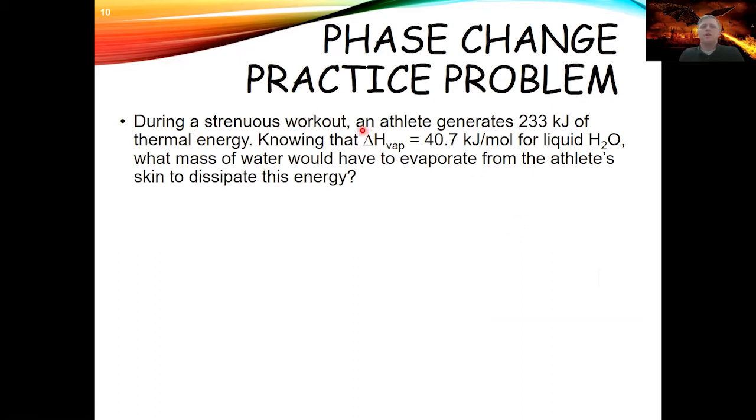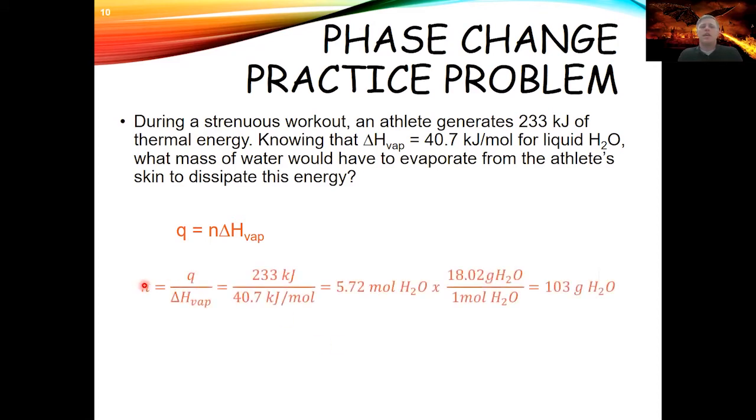Let's say during a strenuous workout, an athlete generates 233 kilojoules of thermal energy. Knowing that the delta H of vaporization is 40.7 kilojoules per mole for liquid water, which is the sweat on the athlete's forehead, what mass of water would have to evaporate from the athlete's skin to dissipate this energy? Well, we'll turn to our equation here. Our heat is equal to the number of moles times the delta H of vaporization. Now in this case, we have our delta H of vaporization, 40.7. We actually already have our heat too, which is 233 kilojoules. So we need to solve for the number of moles.